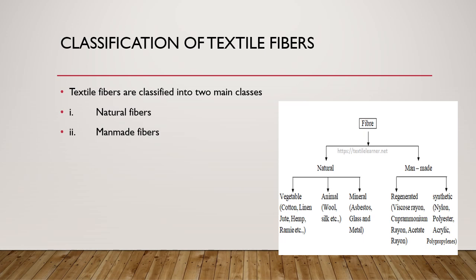Then you have the other class, that is the man-made fibers. Under the man-made fibers, you have regenerated and the synthetic. Under the regenerated fibers, we have viscose rayon, cuprammonium rayon, acetate rayon. Under the synthetic, we have nylon, polyester, acrylic, and polypropylene.